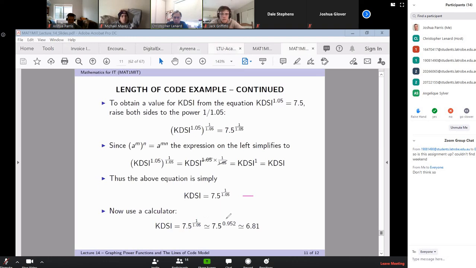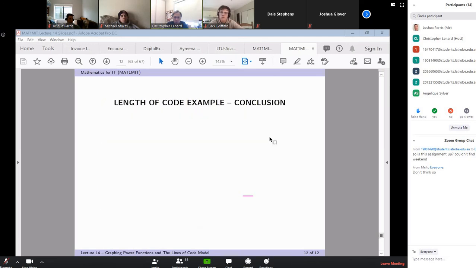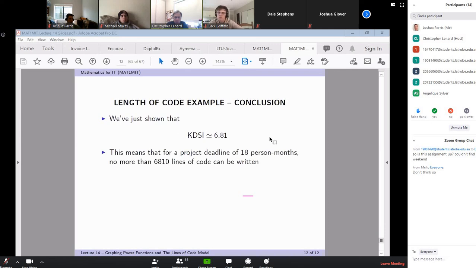1 over 1.05 actually turns out to be 0.952, just using your calculator. And your calculator, if you know how to use it, tells you this is 6.8. So basically KDSI is 6.8, so 6,800 lines of code. So 6.8 times 1,000 can be written.